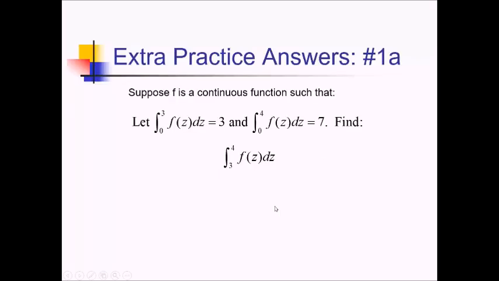Hi there, Mr. Sutton here, bringing you the AB Calculus 5-7 Extra Practice number 2 solutions on properties of definite integrals. For this set of problems, we're given the integral from 0 to 3 of f of z dz and also from 0 to 4 of that same function. For our first task, we're asked for the integral from 3 to 4 of f of z dz.